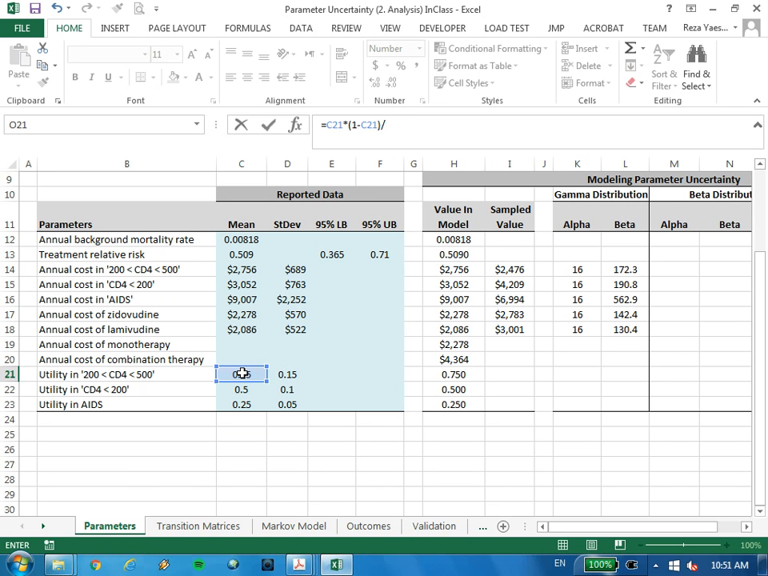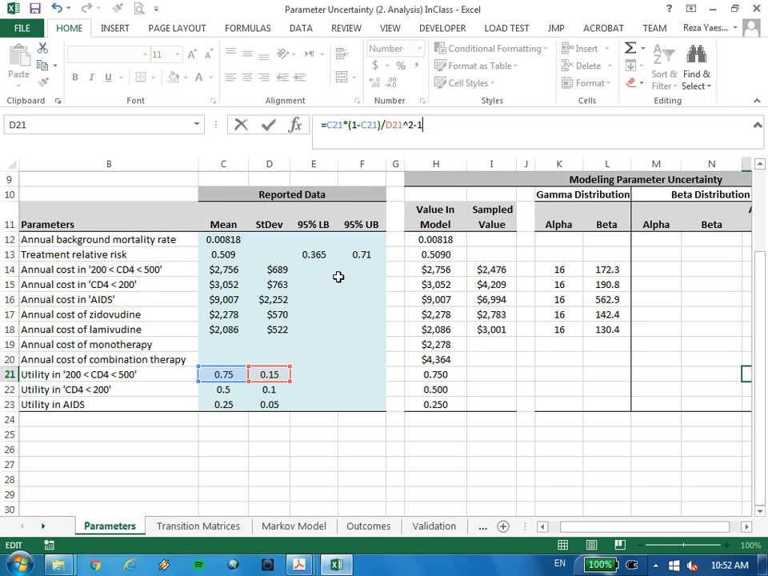Divided by the variance, which is here, and minus 1. Okay, so if you have some data, calculate the sample mean and sample standard deviation. If you want to fit a beta distribution to your data, this is how we do it.